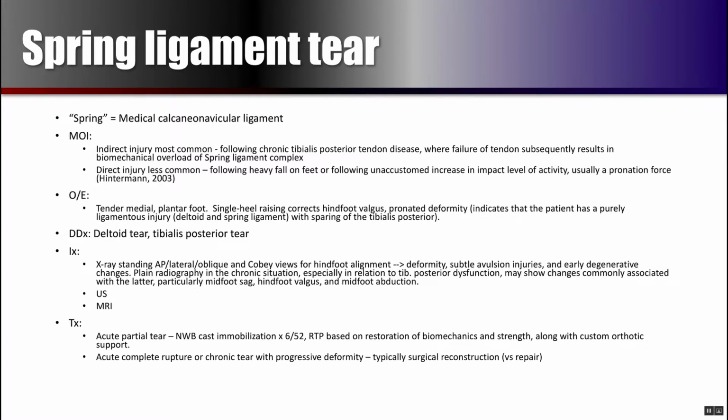Treatment in the acute partial tear involves non-weight-bearing cast immobilization for 6 weeks and then return to play based on restoration of biomechanics and strength, along with custom orthotic support. A surgical reconstruction is necessary in the context of an acute complete rupture or a chronic tear with progressive deformity.